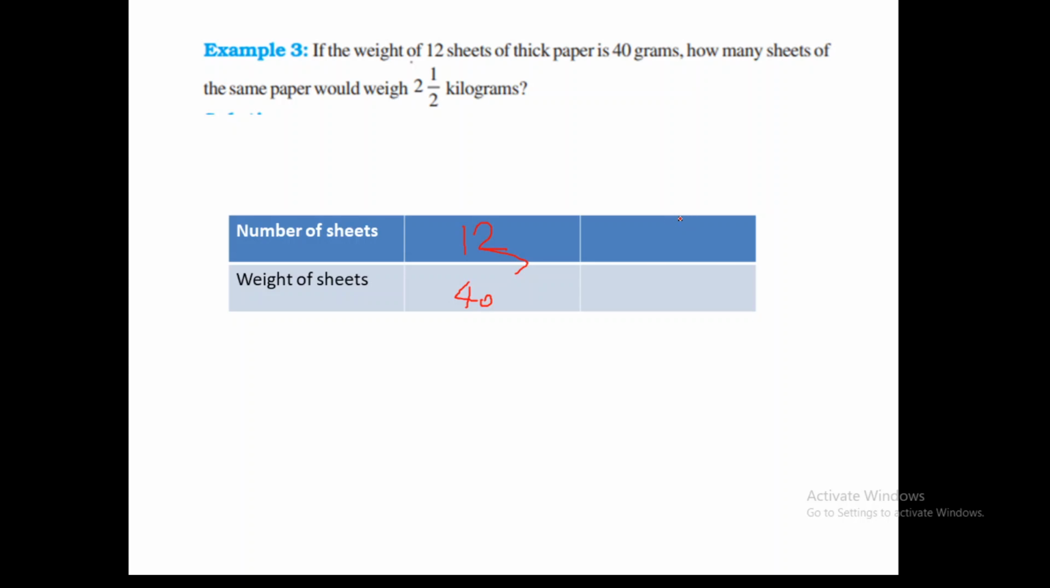Here, how many sheets of the same paper would weigh 2.5 kilograms? So the weight is given as 2.5 kilograms. Then we have to find how many sheets there are. So here the sheets are to be found, so we give it x. But 40 grams and 2.5 kilograms are given in different units, so we have to convert 2.5 kilograms into grams.